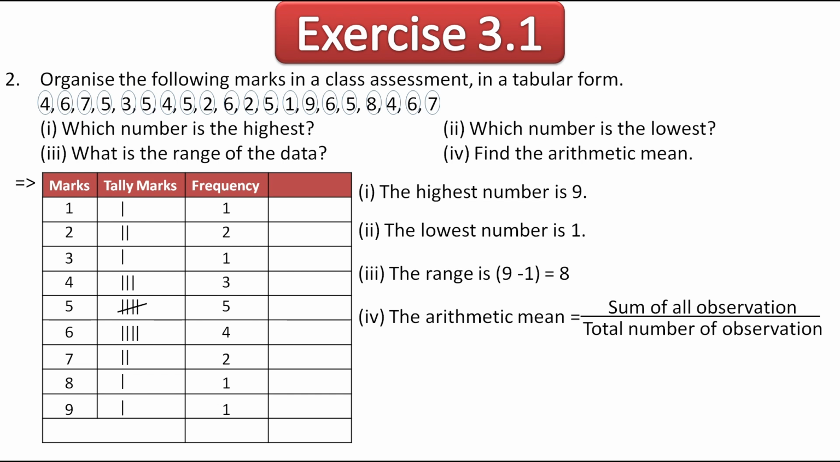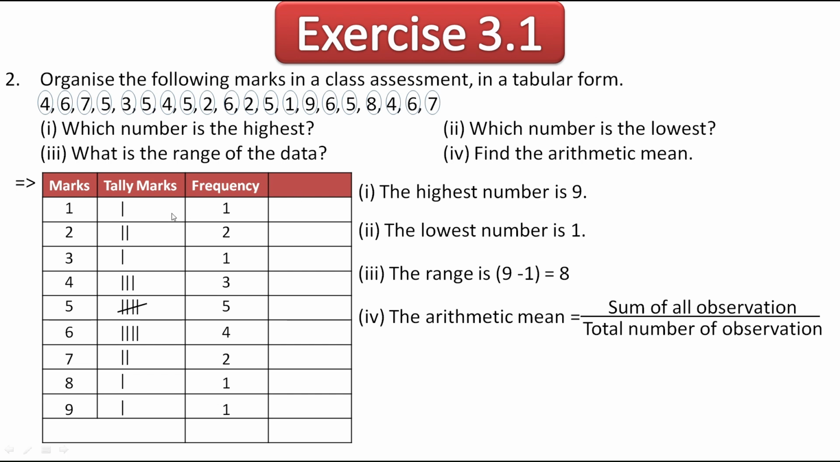So what I'll do, I'll use this table which we have drawn already. How can we find that? See here, we have understood that frequency is how many times the mark came there, right? 1 came for 1 time, 2 came for 2 times, 3 came for 1 time, 4 came for 3 times, and so on. So we can find it directly by multiplying.